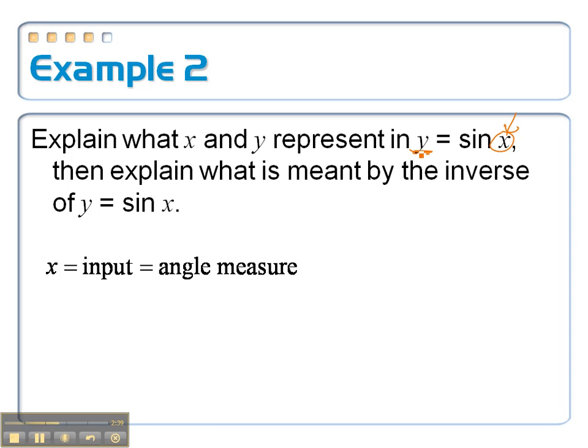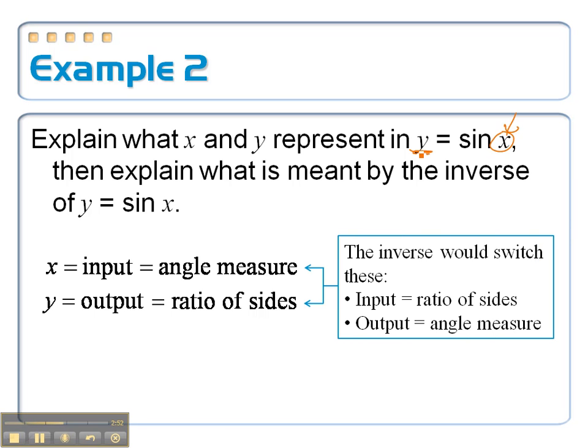It's what we're supposed to get as an answer. What do we get out of the sine ratio after I put in my angle? I'm going to get the ratio of the sides, right? It could be something like 3 to 5, whatever. So what an inverse is going to do is switch these. Now your input becomes the ratio and the output becomes the angle measurement, which is what we want.